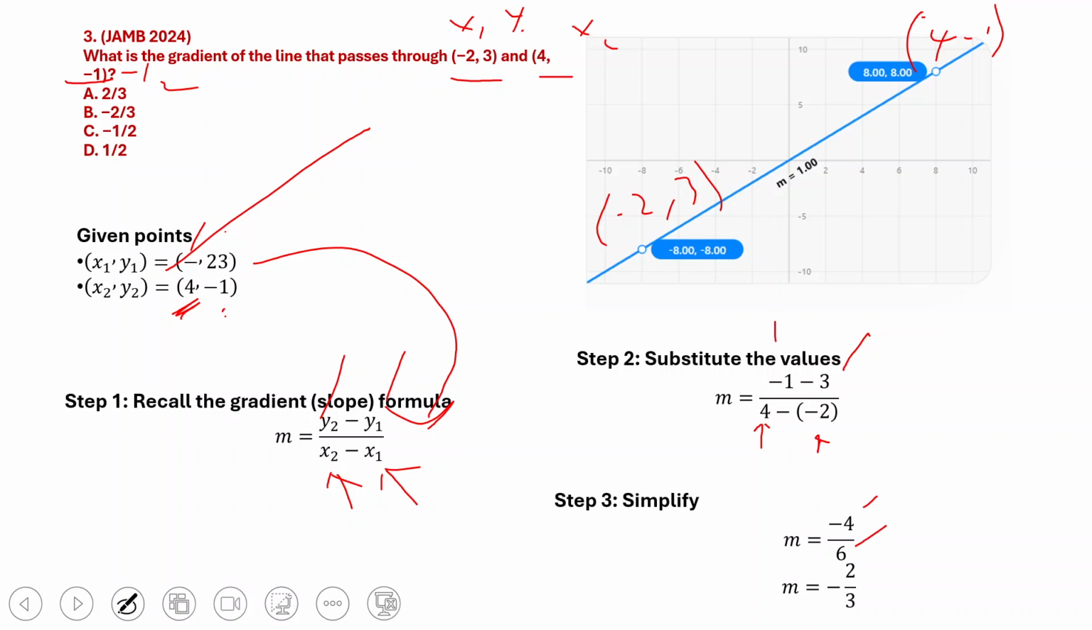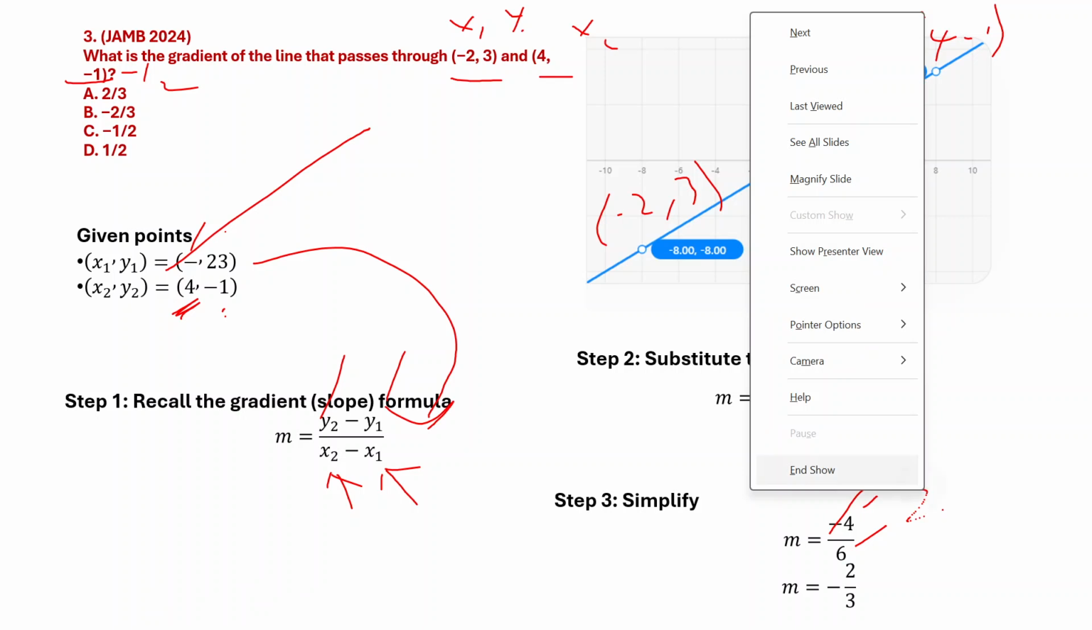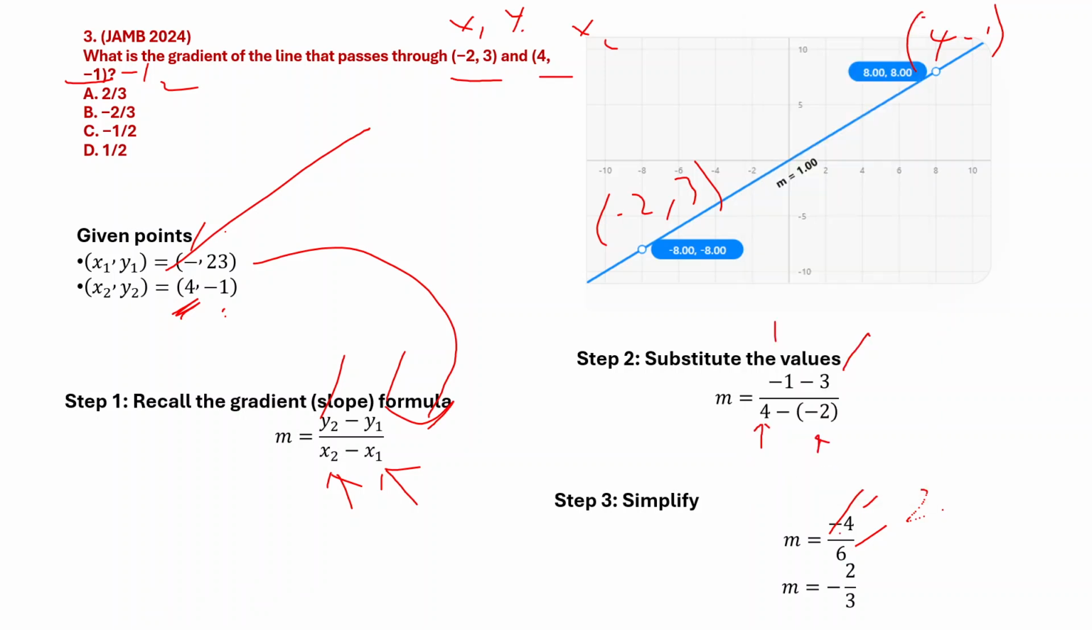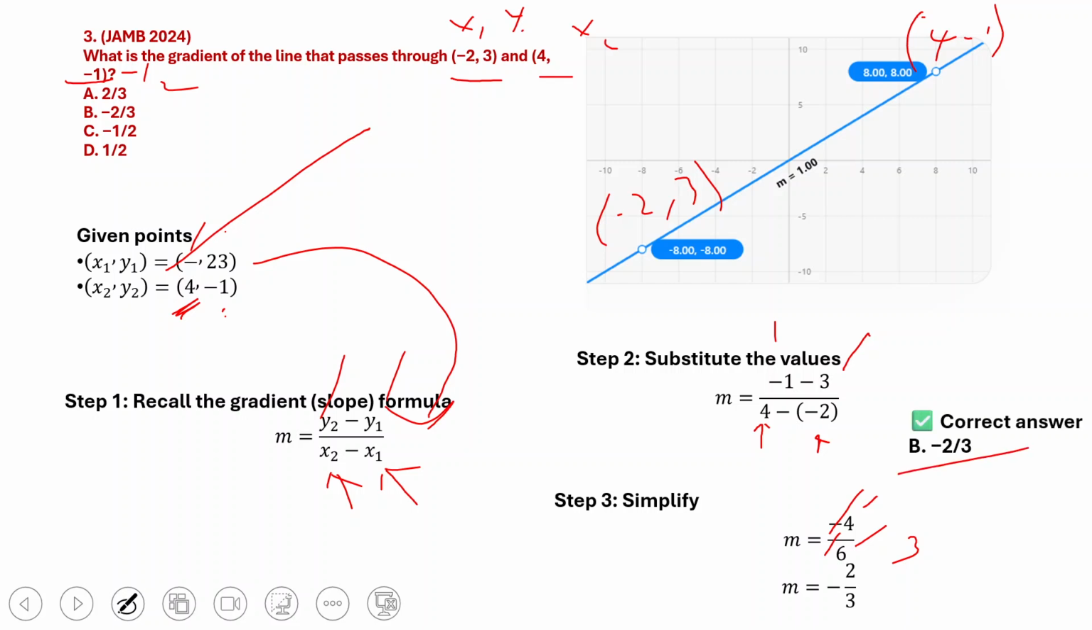So by the time I resolve this to the lowest term, that is, 3 goes into 6 two times, and 3 goes into 4... so that I have -2 over 3. So -2 over 3 should be the final answer. The correct answer is B. So we'll have B here.